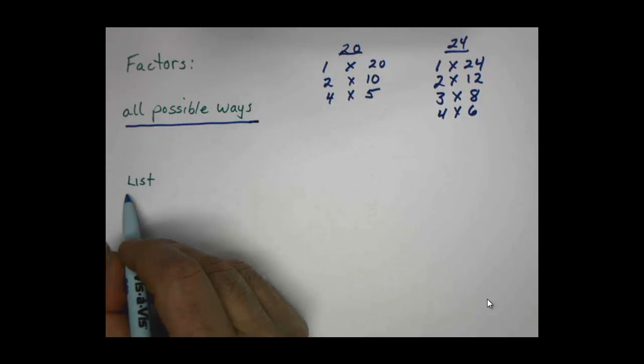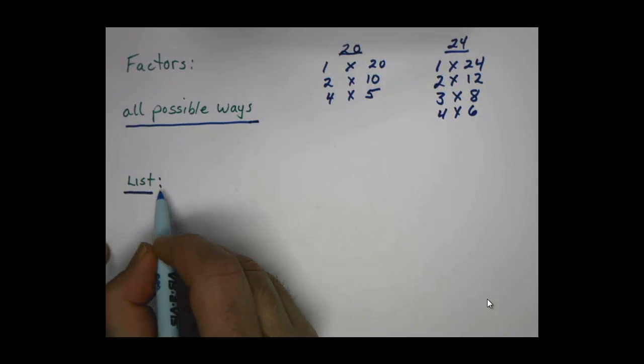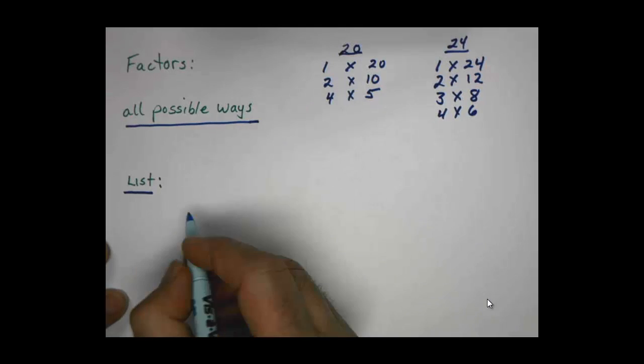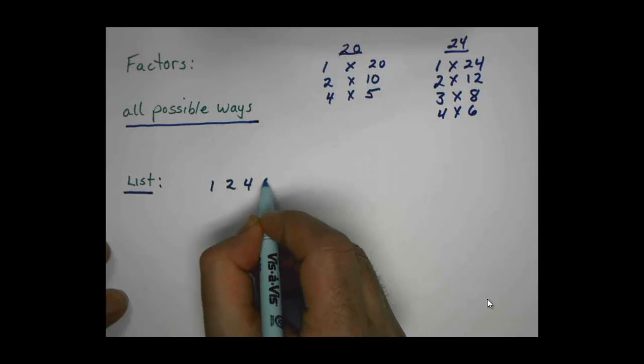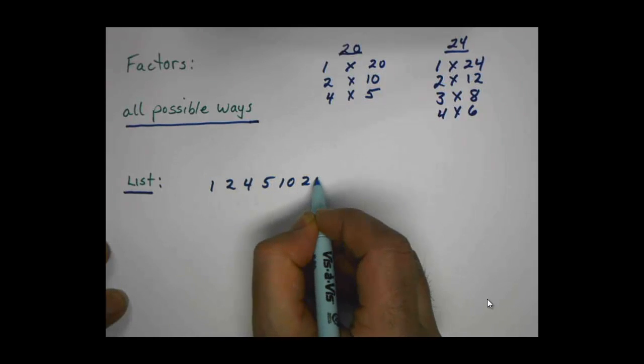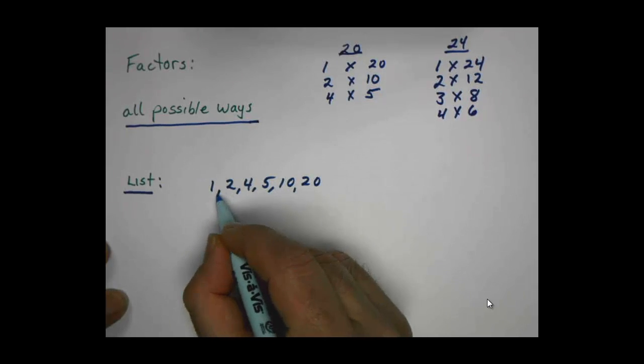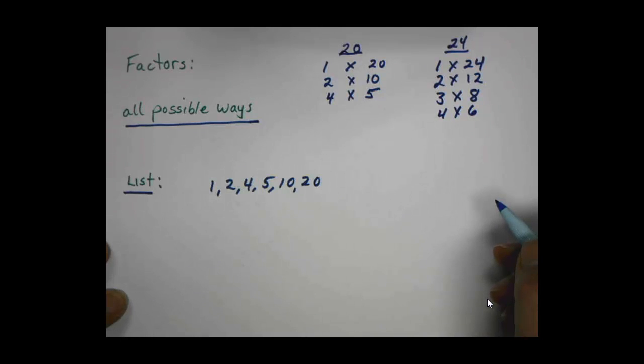The other skill they're talking about is simply to list the factors. So if I was listing the factors of 20, I would have 1, 2, 4, 5, 10, and 20. Same information, just in a different form.